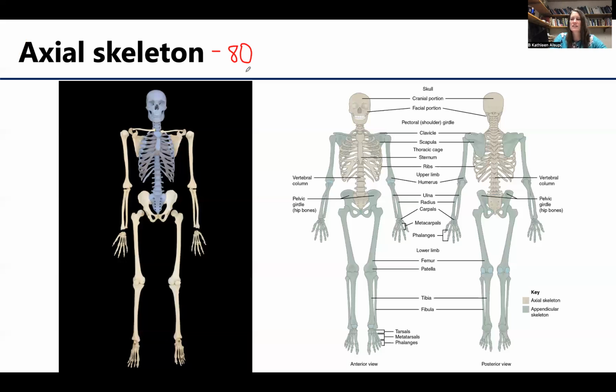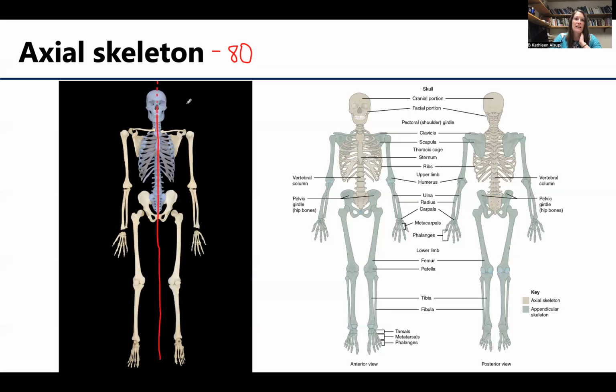Now, the axial skeleton consists of bones that lie around the longitudinal axis of the human body. That is an imaginary vertical line that runs right down the midline region, right down the middle of the body. So the bones that go around that region are part of the axial skeleton.